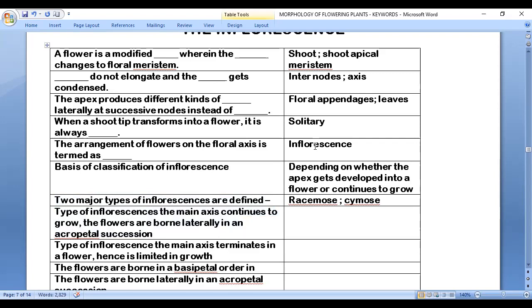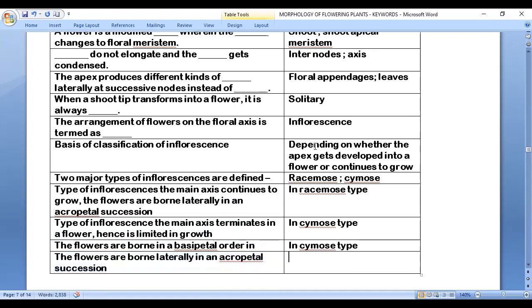In racemose type, the main axis continues to grow, and the flowers are borne laterally in an acropetal succession. In cymose type, the main axis terminates in a flower, hence is limited in growth, and the flowers are borne in a basipetal order.